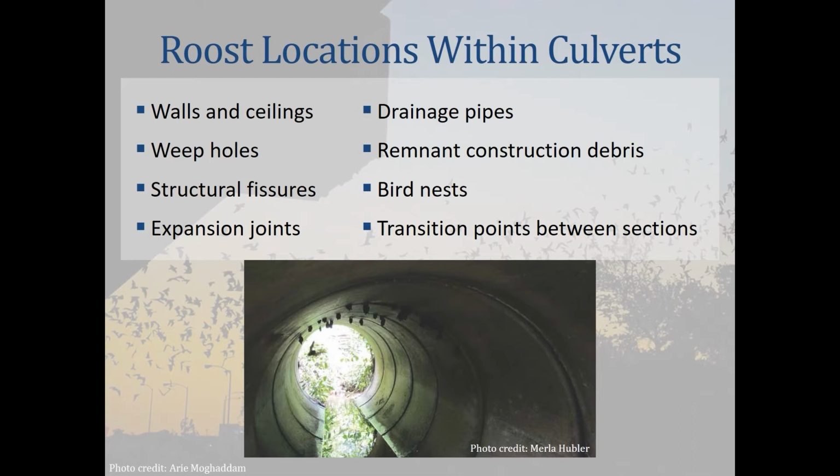Roost locations within culverts might include walls, ceilings, and rough surfaces, weep holes, structural fissures, expansion joints, drainage pipes, remnant construction debris, bird nests, and transition points between culvert sections. For example, where a concrete culvert transitions to a metal culvert, or where a box culvert transitions between two poured sections to a circular culvert.